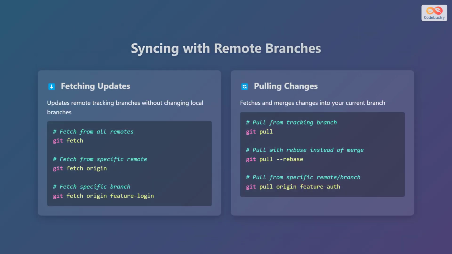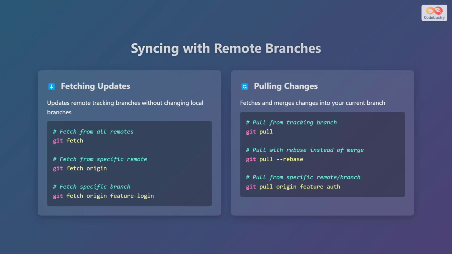Let's explore how to synchronize your local repository with remote branches. First, let's look at fetching updates. Fetching updates remote tracking branches without altering your local branches. Use the command git fetch to retrieve updates from all remotes. To fetch from a specific remote, use git fetch origin. To fetch a specific branch, use git fetch origin feature-login.